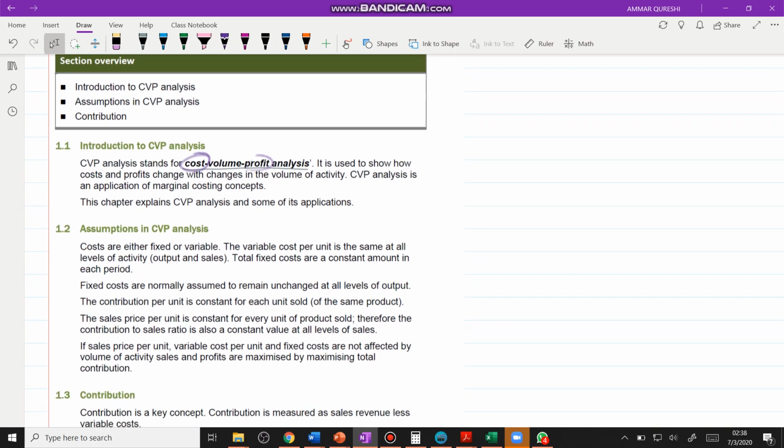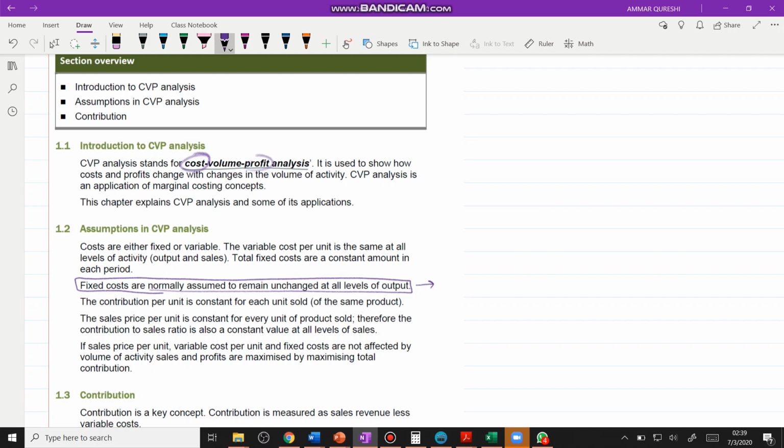Now there are a few assumptions in CVP analysis. The first assumption is that fixed costs are normally assumed to remain unchanged at all levels of output. An assumption is something we always make in a situation when we are unable to tackle something, so we say, okay, fine, let's take an assumption. In this CVP analysis context, we are assuming that fixed cost will remain the same at all production volumes.